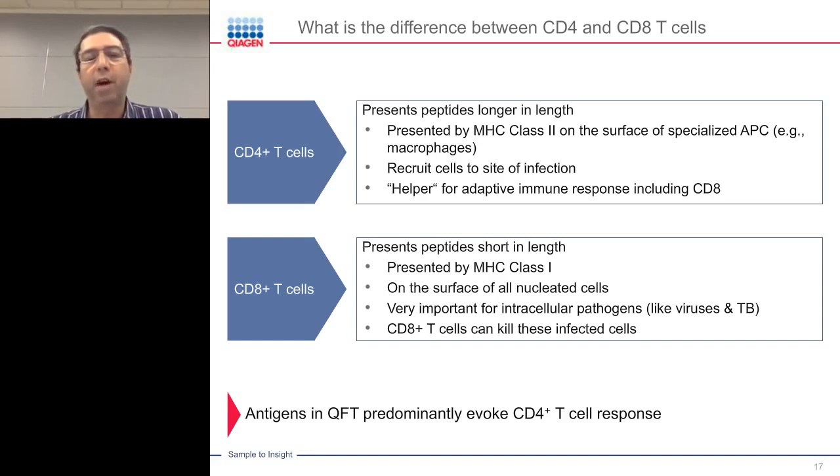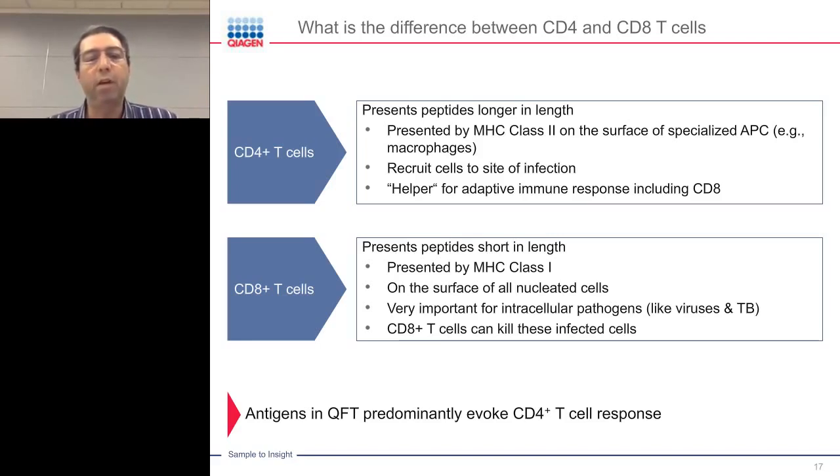And these are really the drivers of the immune response. And CD8 T cells, on the other hand, are very specialized, and they recognize peptides that are shorter in length and presented in the context of MHC class I. And these cells are known as killer cells. And by recognizing these peptides on the surface of our cells, they're able to recognize where an intracellular pathogen is present, and then able to help to eradicate that infection.